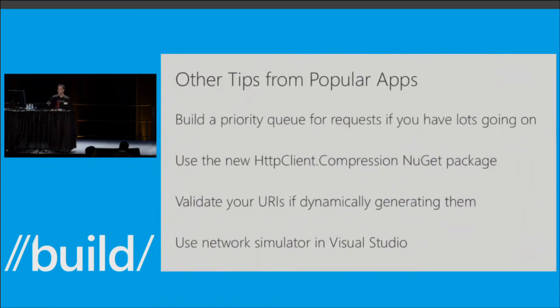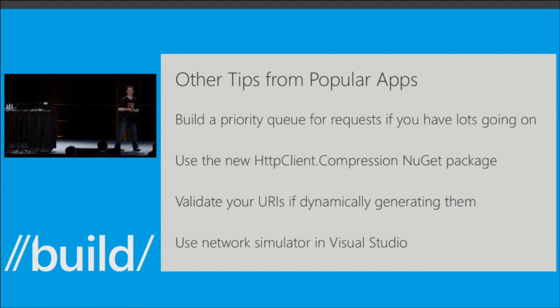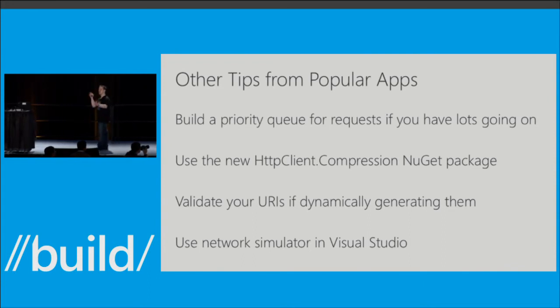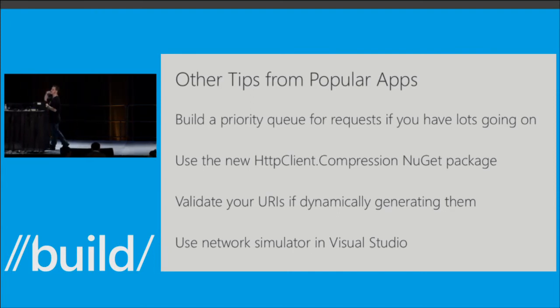And then finally, just some tips from other popular apps. Priority queues can be important. If you have an app that is doing a lot of different things, downloading lots of images, and then the user switches away to a different page, and they download some more images, and then you download some text, and so on and so forth, and you just blindly throw out all these requests and wait for them to come back, you can end up in a situation where the networking stack is busy doing work for content the user doesn't care about anymore.